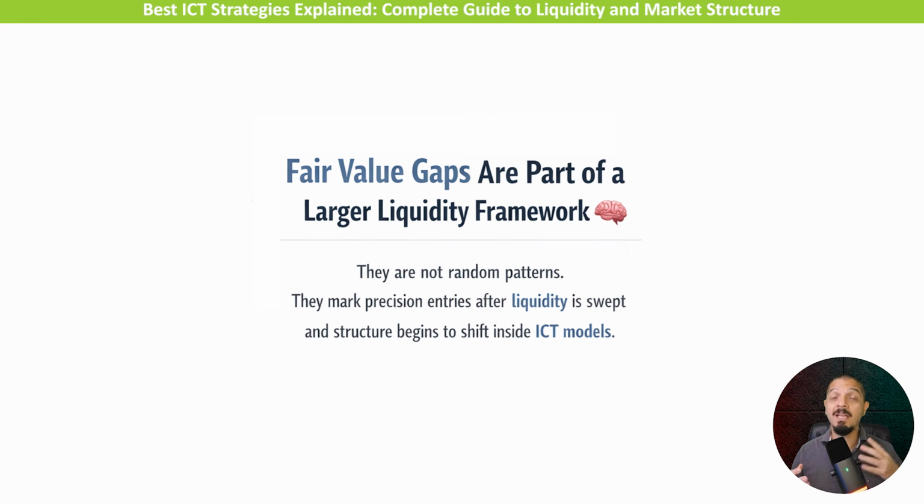Now that you understand how fair value gaps form, how they react, and how they can even invert, you can begin to see that they are not random patterns. They are part of a larger liquidity framework. In ICT models, fair value gaps are often the precision point where entries occur after liquidity has been swept and market structure begins to shift. With that foundation in place, let us continue breaking down how these concepts are applied inside complete trading models.